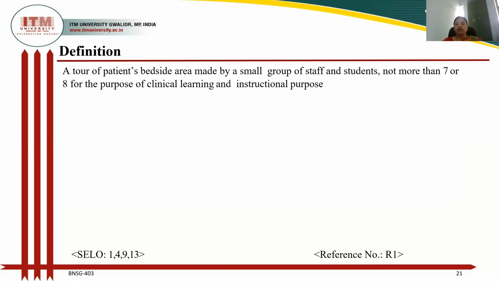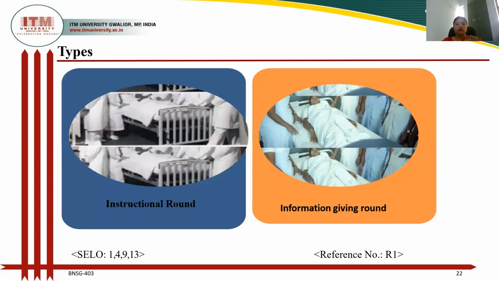It is a tour of a patient's bedside area made by a small group of staff and students, not more than 7 or 8, for the purpose of clinical learning and instructional purpose. What is the nursing round? It is a tour of the patient's bedside area, means a small group of staff or students, not more than 7 to 8, going to the bed of each patient. For what purpose? For the purpose of clinical learning and instruction. So there are two types: the instructional round and the information giving round. In the instructional round, the person is giving the instructions, okay, and in the information round we are providing the information.